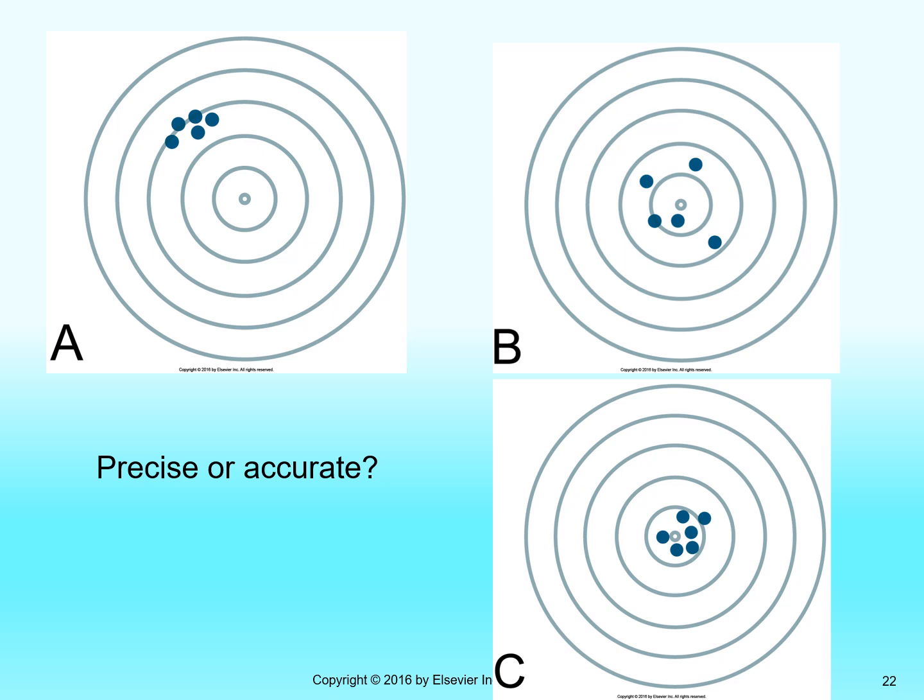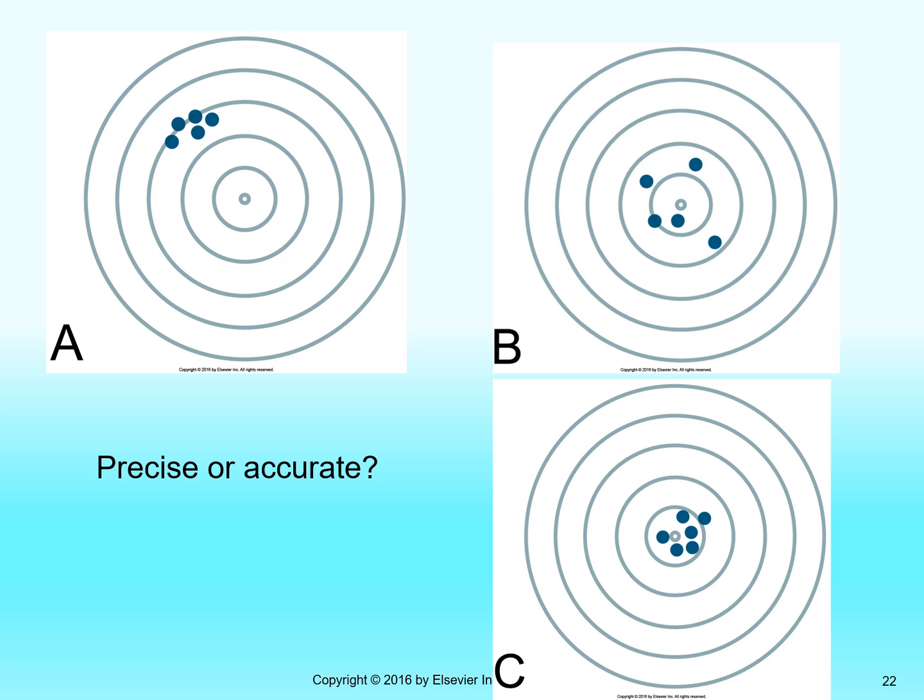So student C is the only one that you would say is a good archer. They are both precise and accurate. Not only are they hitting the bullseye, but they're doing it consistently, and every arrow shot looks just like the placement of the last arrow. That's precision versus accuracy. Okay?